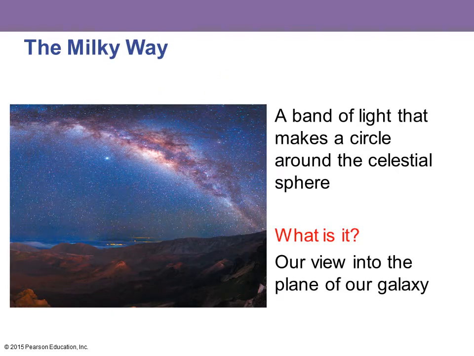And somewhere in the night sky we can see this band of light that arcs across the sky. That, of course, is the Milky Way galaxy, the galaxy that our solar system is contained in.